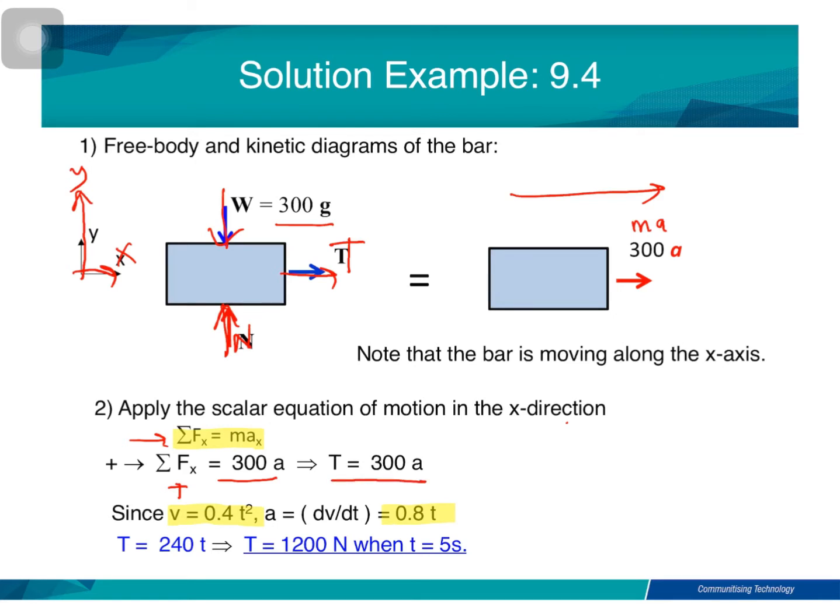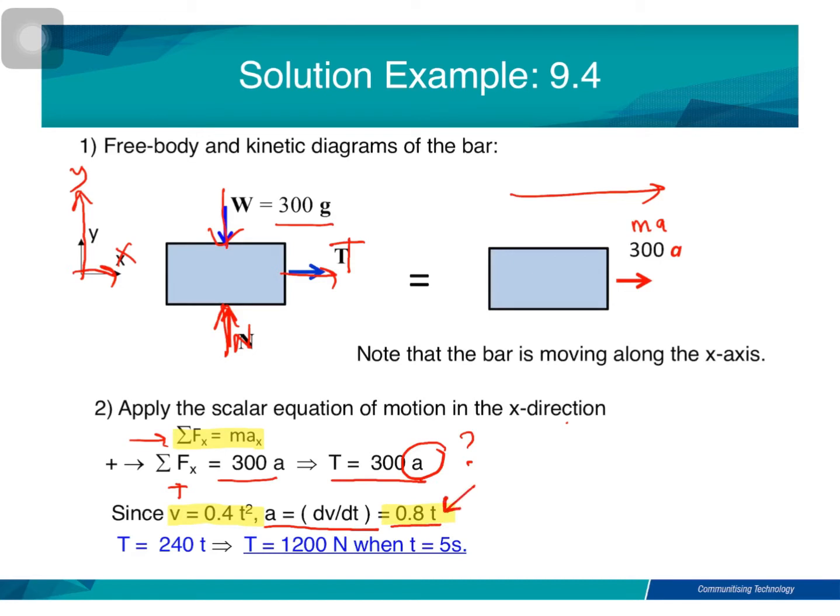So how are we going to substitute a? Okay, so now a can be derived from v. v is given as 0.4 t squared. We understand that when we differentiate v, we can get a. So we differentiate 0.4 t squared, a is equal to dv/dt. So we get 0.8t.